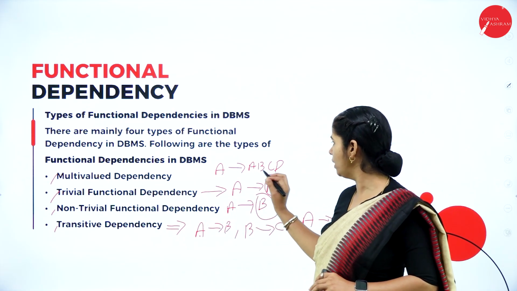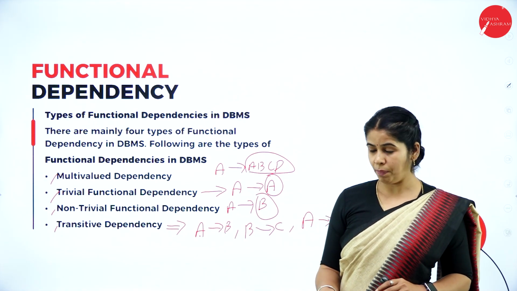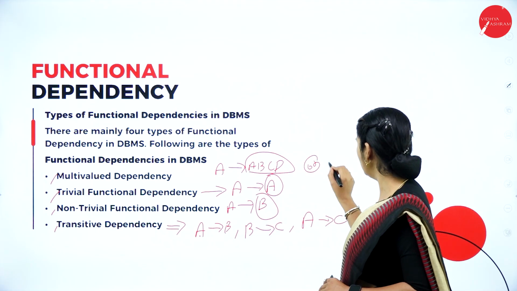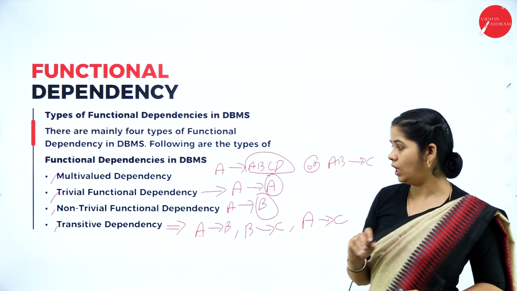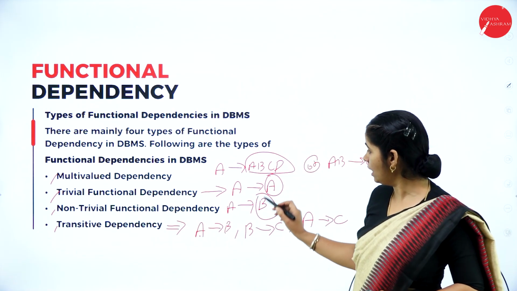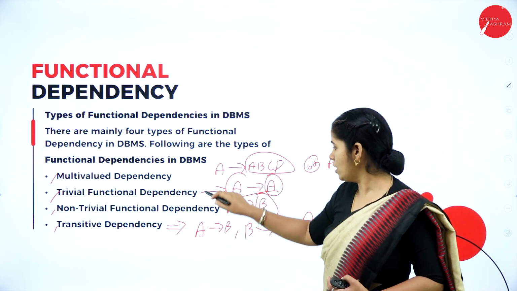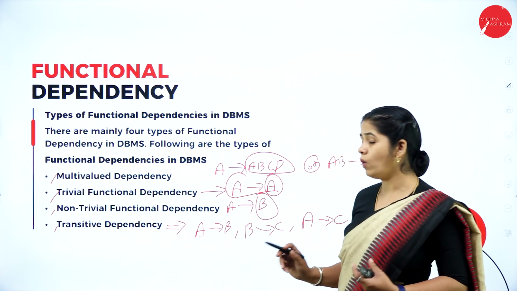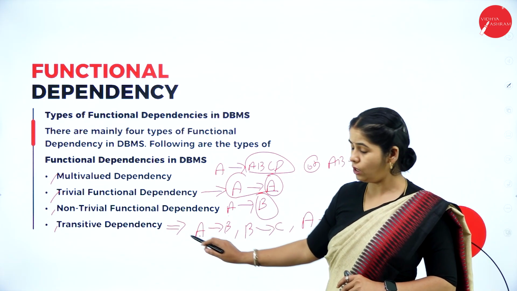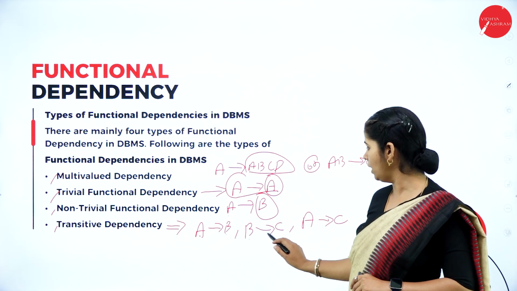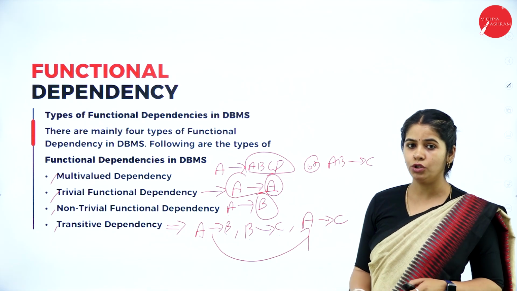One is multivalued dependency: on the RHS we have more than one value, or it can be on the LHS, like AB determines C. This is also a type of multivalued functional dependency. Then trivial functional dependency: an attribute determining itself. Non-trivial: apart from itself, the attribute determining another attribute. Transitive: A determines B, B determines C, in turn A determines C. That is transitive functional dependency.